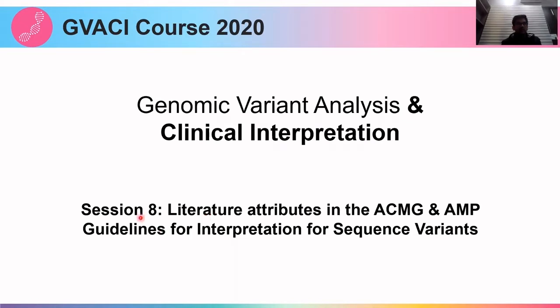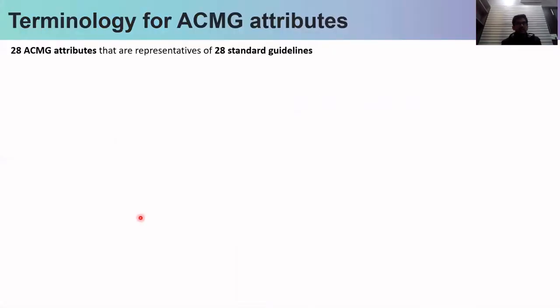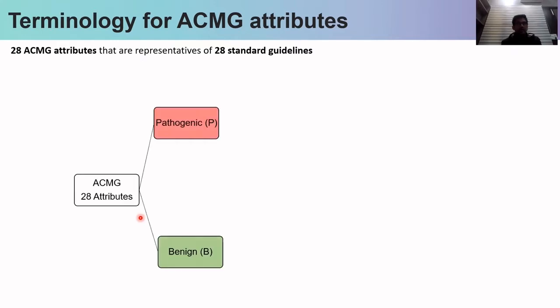So let's start with, as I've already told you in the previous session, that ACMG follows 28 standard guidelines, which are represented by 28 ACMG attributes. Now, how have these ACMG attributes been named? The 28 ACMG attributes have been divided into two categories: pathogenic, denoted by P, and benign, denoted by B.